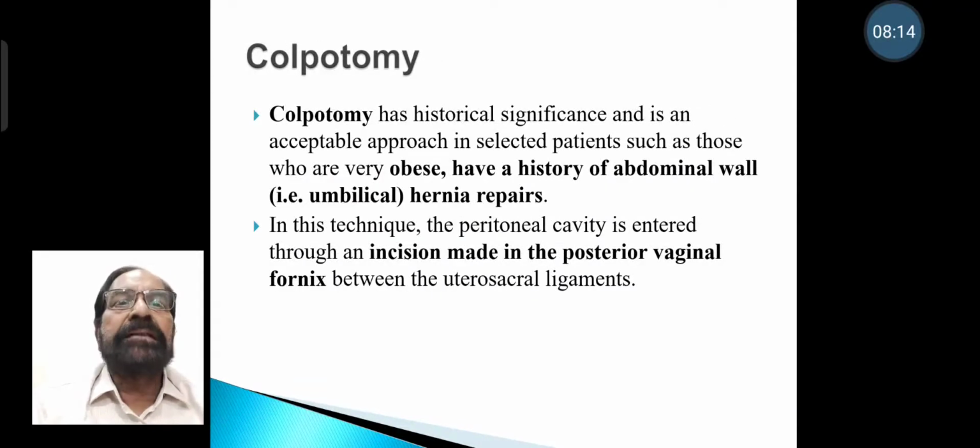Colpotomy has historical significance and is an acceptable approach in selected patients, such as those who are very obese or have a history of abdominal or hernia repairs. In this technique, the peritoneal cavity is entered through an incision made in the posterior vaginal fornix between the uterosacral ligaments.